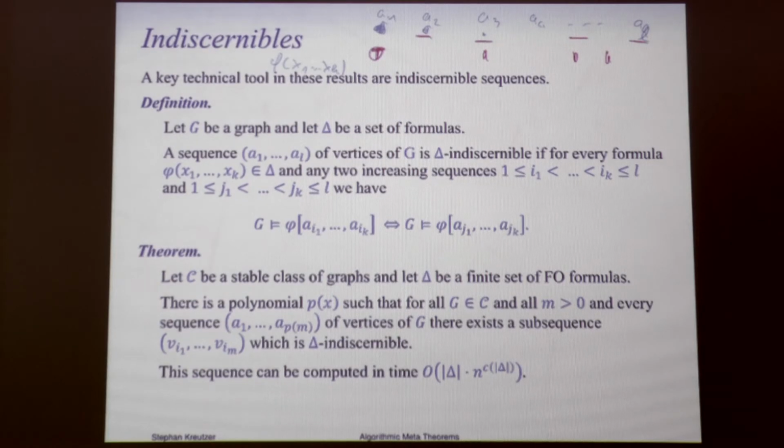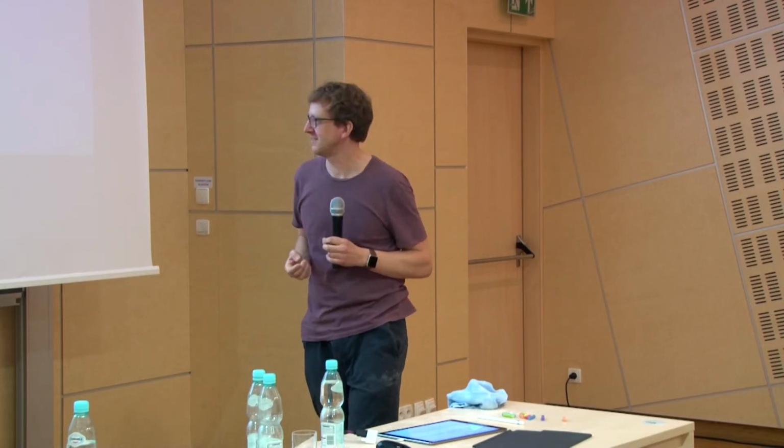Can you say anything about the degree, or does it just depend on delta and the class in some theories? Let's keep it like this. Otherwise we spoil the fun, but let's keep it like this.